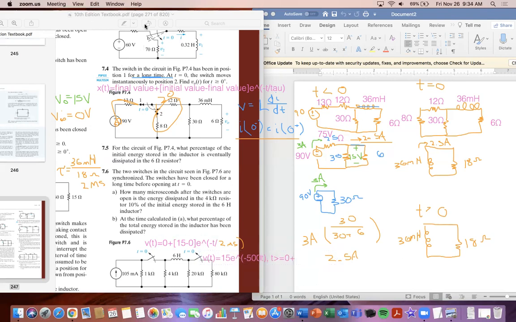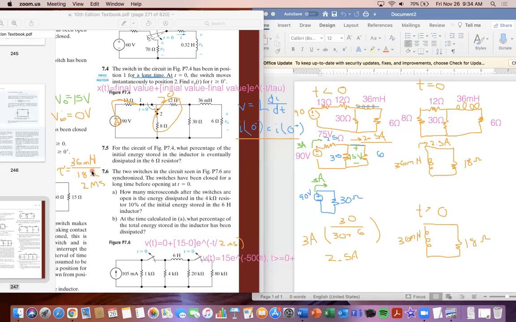I know that was a little confusing, but it's the same implication. What you need to do is just remember this formula up here. That's literally your main one: the final value plus the initial minus final times e to the negative t over tau. Then you look at time less than 0, time equal to 0, and time greater than 0. Once you understand what's happening in the circuit, find your final value, which is when it's at infinity, and find the initial value at time equals 0.